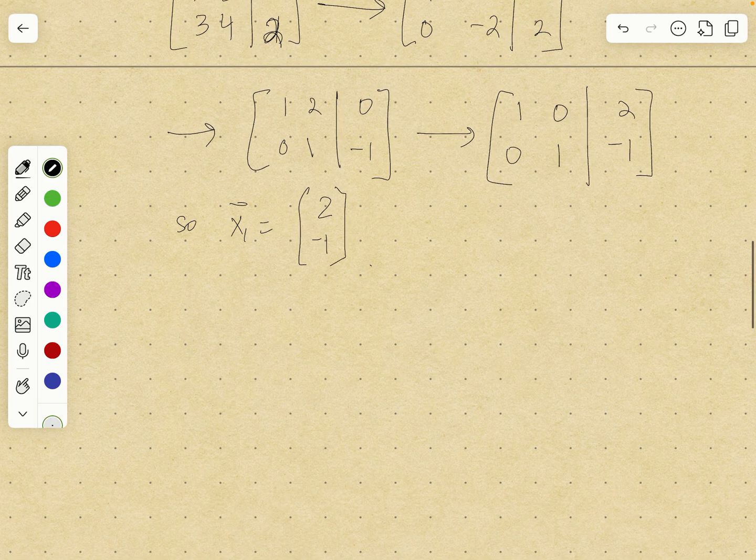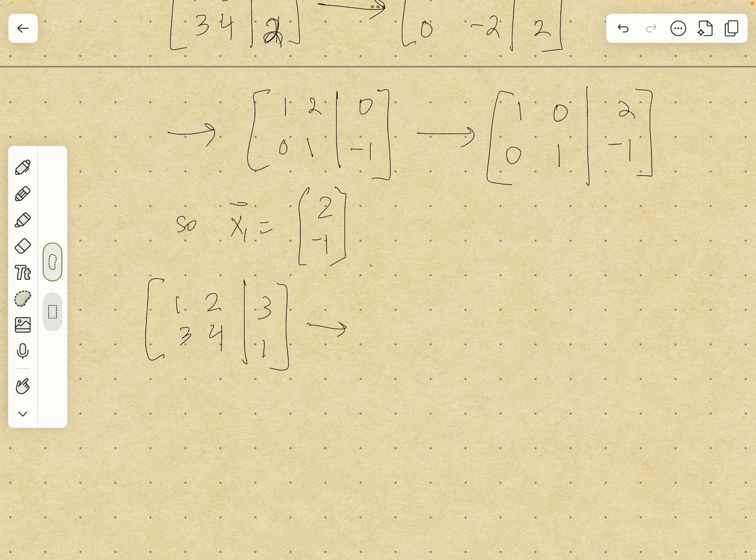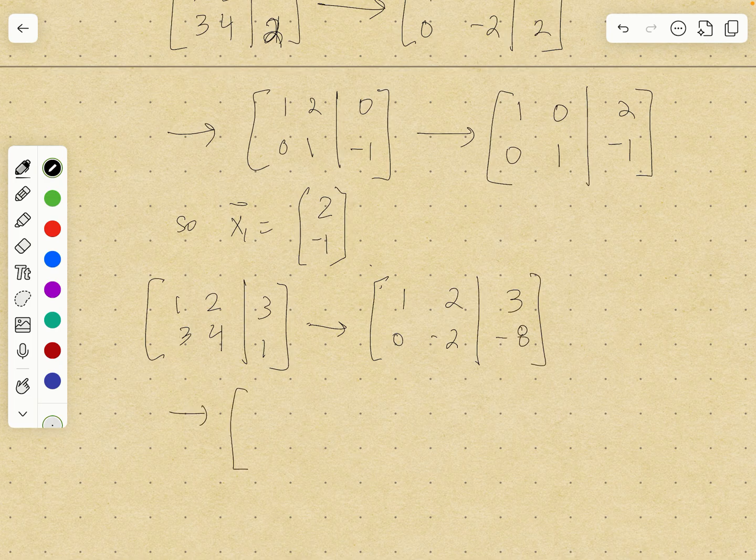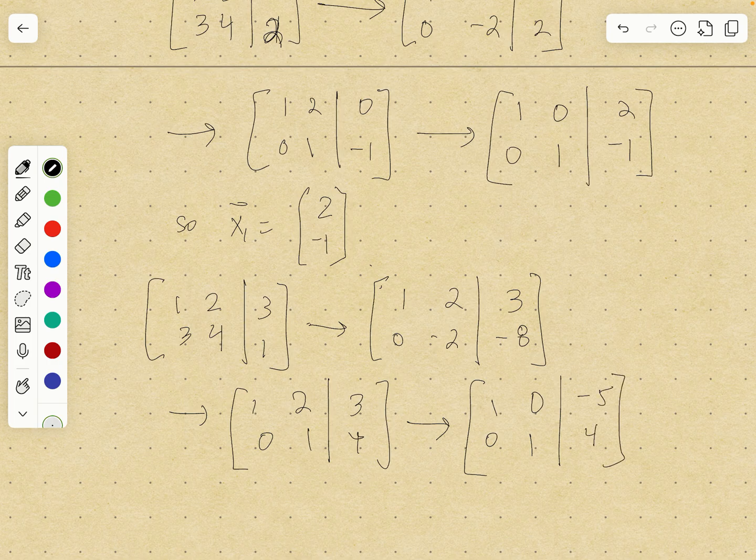Okay, easy. And then when you do b2, you just do the same process. The only difference is the column on the right, right? But this matrix is the same. I mean, you're row reducing this matrix, you do the same steps. So you replace row 2 by row 2 minus 3 row 1, and that will give you this. And then you divide row 2 by negative 2, and then you replace row 1 by row 1 minus 2 row 2, and that will give you, again, the identity matrix, and then (-5, 4).